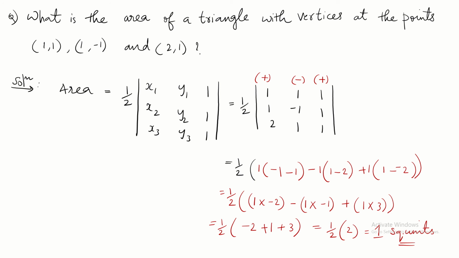Okay. When you do all these determinant and matrix problems, it will consume a lot of time in the exam hall. So for that, it is better you solve it before itself and be thorough with the topic. Okay. So here the question: what is the area of the triangle with vertices at the points (1, 1), (1, -1) and (2, 1).